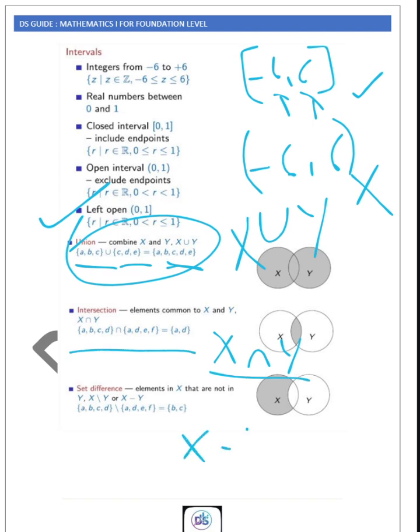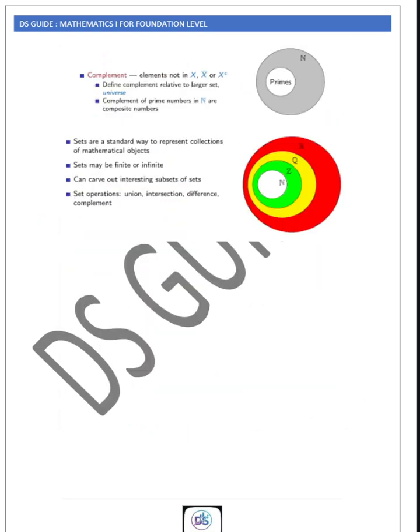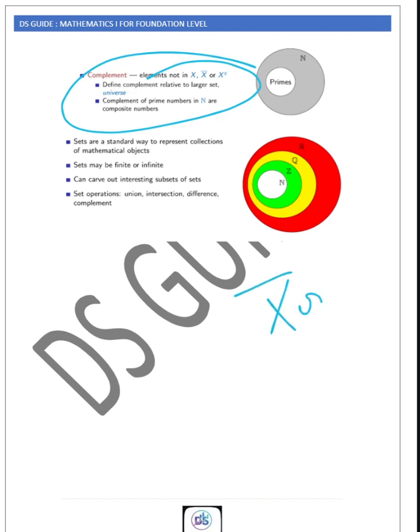And set difference is given by this sign or a slash. This means you have to write the elements of the first set which are not present in the second set. You can go through the examples. Next, we have complement of a set. It is denoted by x bar or a small c above x.